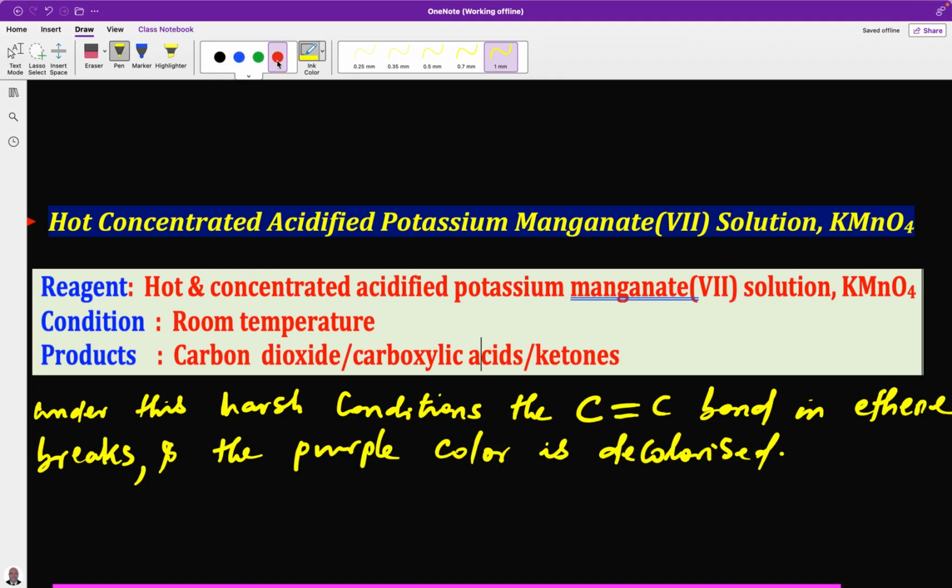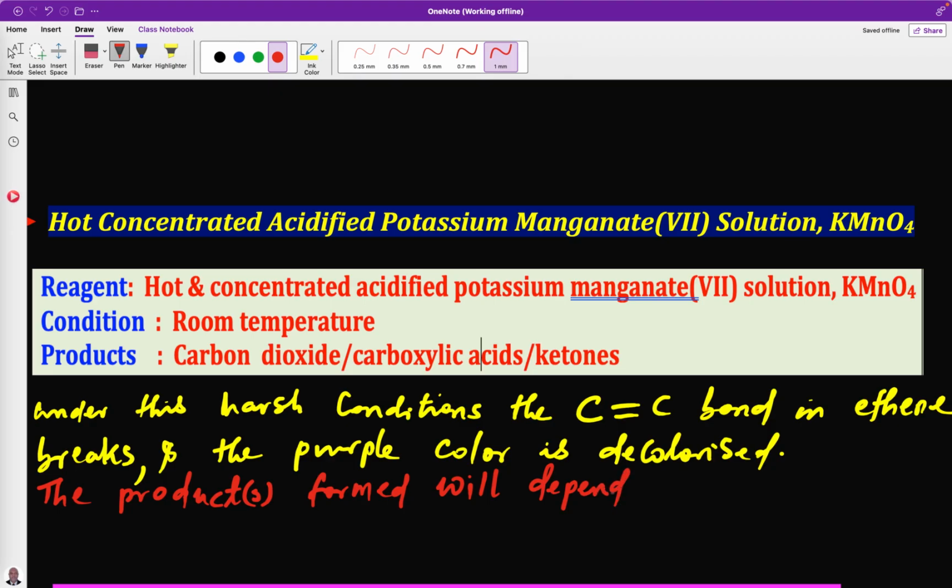I said the product formed will depend on the position of the carbon double bond.